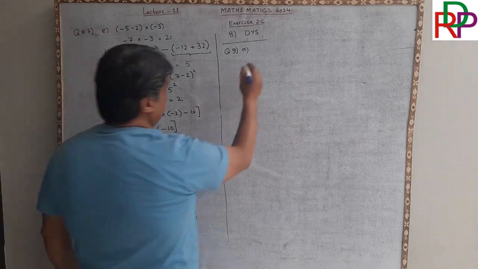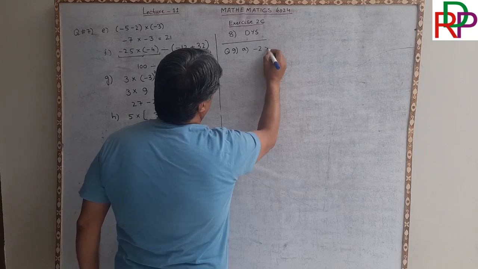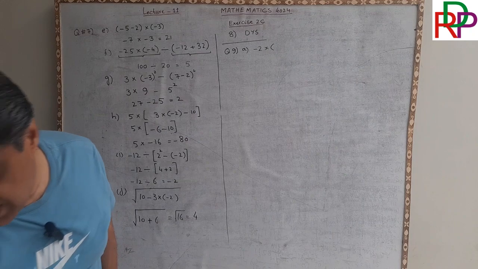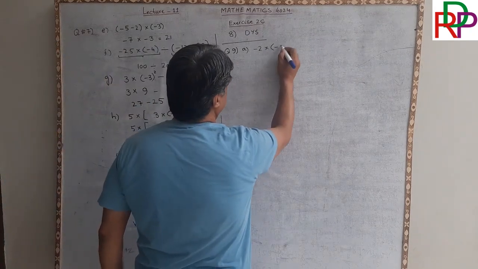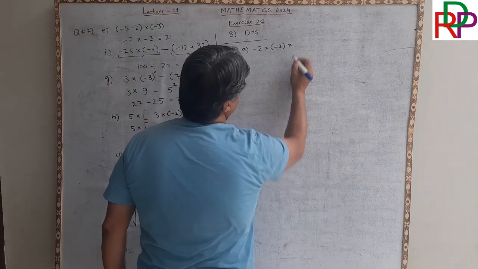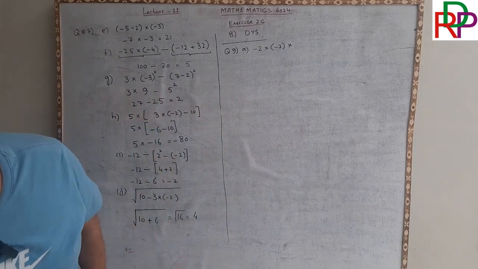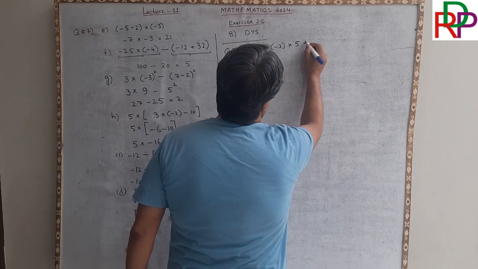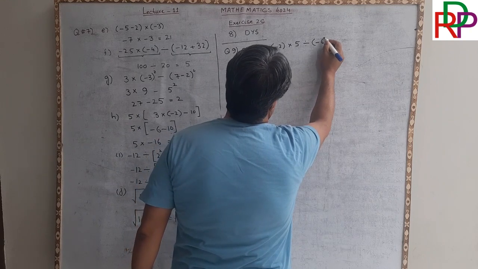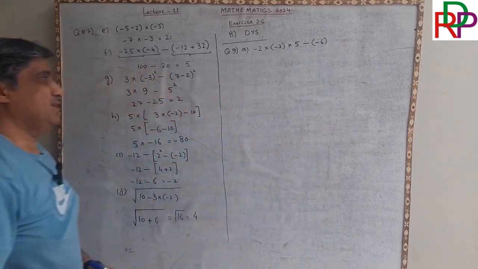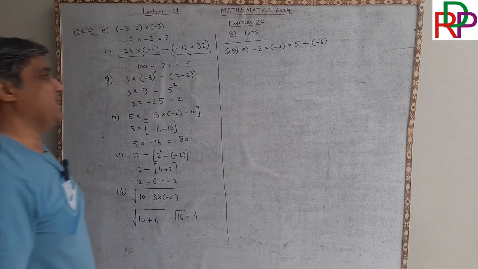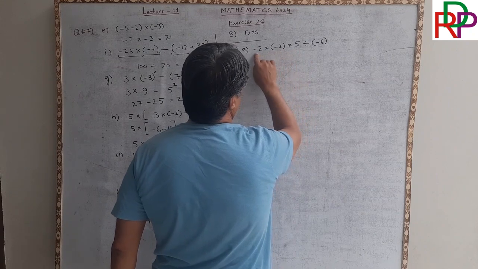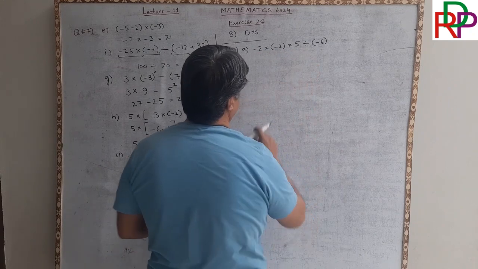Minus 24 multiplied by minus 2 multiplied by 5 divided by minus 6. Now, first of all, because there is multiplication, we have to evaluate these first.